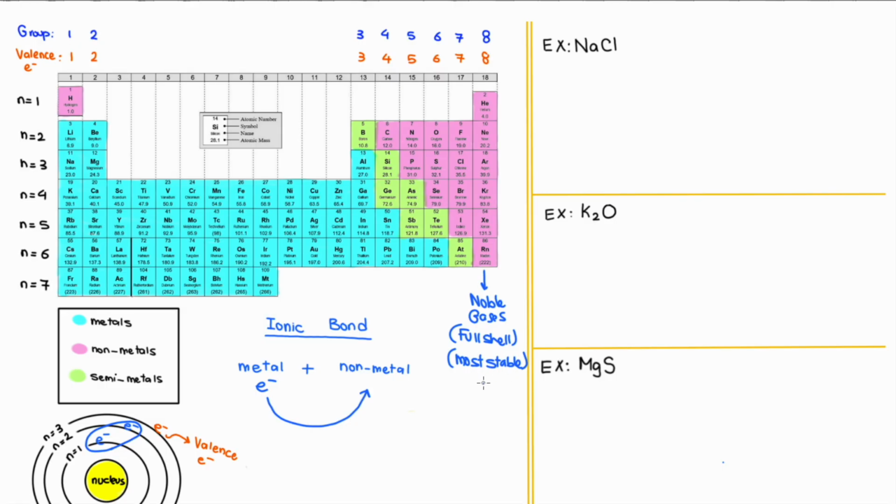The reason bonds are formed is because elements want to become more stable. That's why, in terms of number of electrons, they want to achieve the electron configuration of the noble gases. So let's say in the case of NaCl, if we look at Na and Cl separately, Na is over here, in group 1, so it has 1 valence electron. Cl is over here, so it has 7 valence electrons.